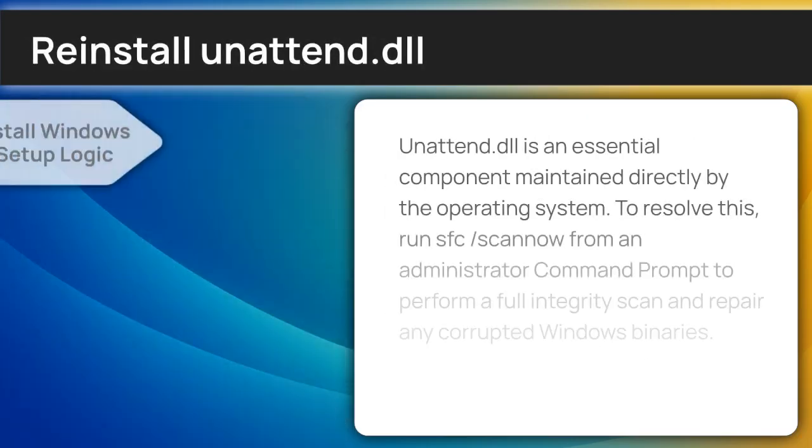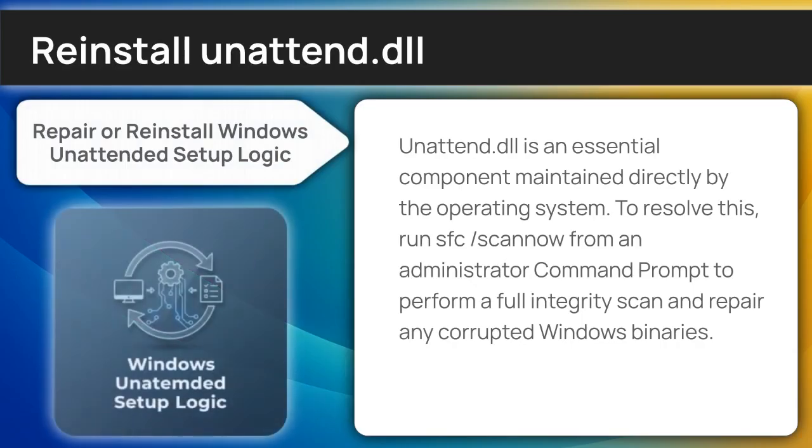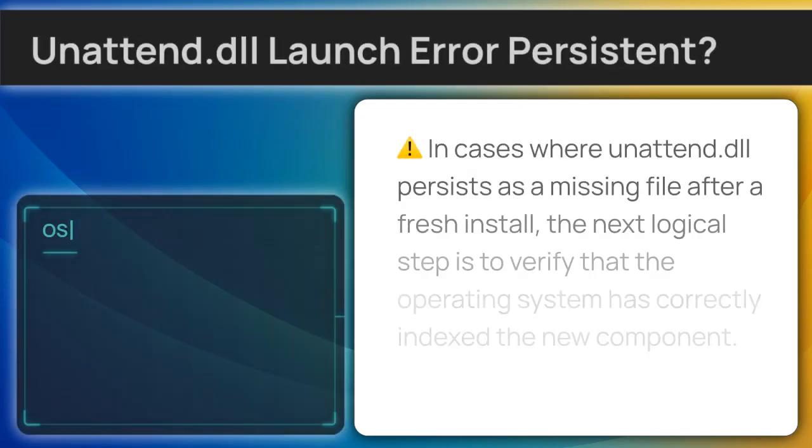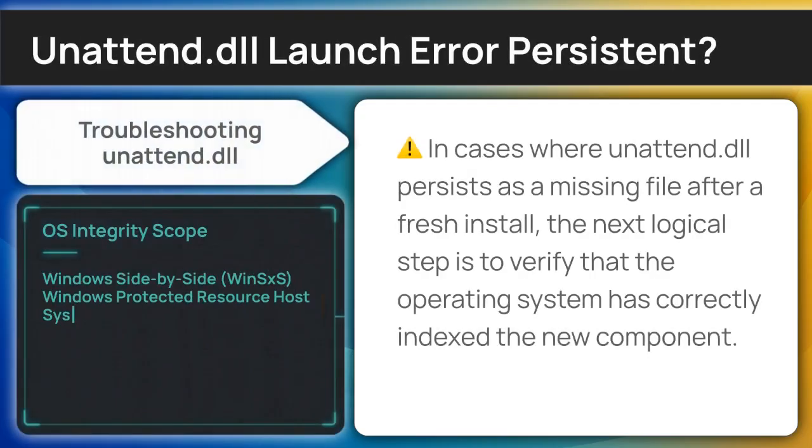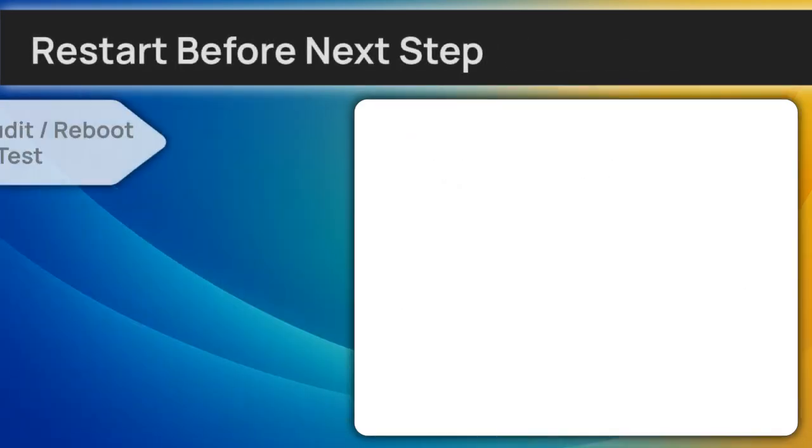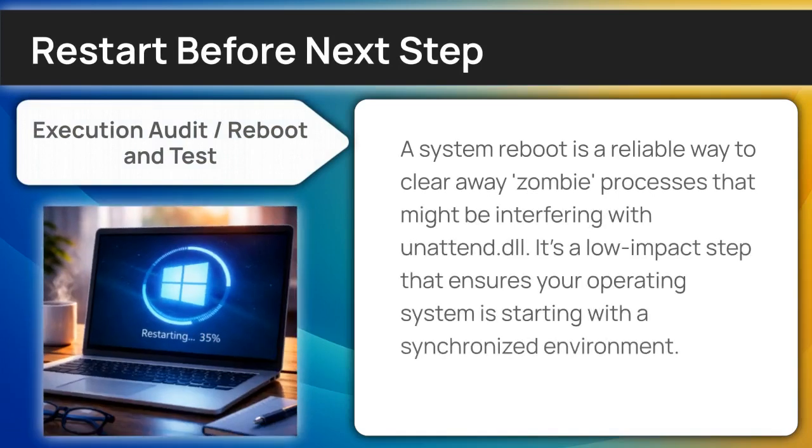Unattend is an essential component maintained directly by the operating system. To resolve this, run sfc /scannow from an administrator command prompt to perform a full integrity scan and repair any corrupted Windows binaries. If that initial step didn't clear the pop-up, let's examine the specific initialization sequence assigned to your applications directory. A full system restart ensures that no background processes are currently locking the Unattended library file. A fresh boot allows Windows to reinitialize its library map from a clean state.